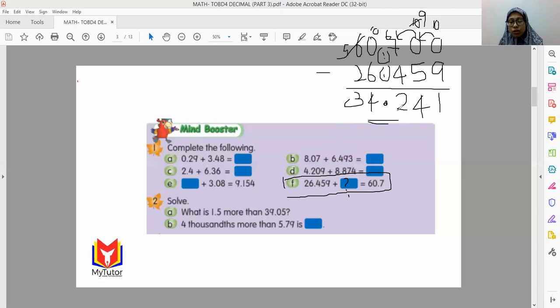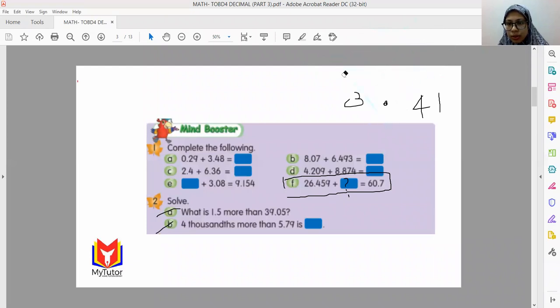If you are good, the four of you, I want you to do 2A and B. This one is a bit complicated because it's in words, not fully numbers. So try to understand the sentence first. Try to understand, try to do. I will do it too. So what is 1.5 more than 39 times 0?